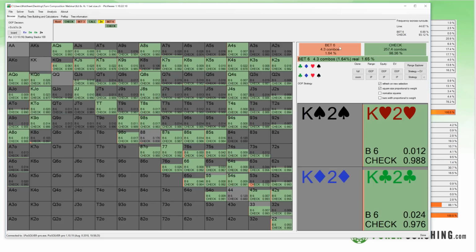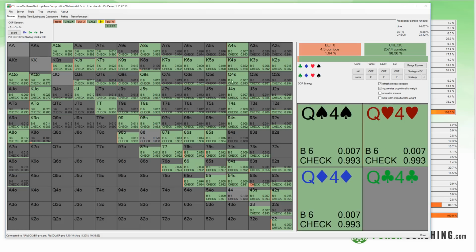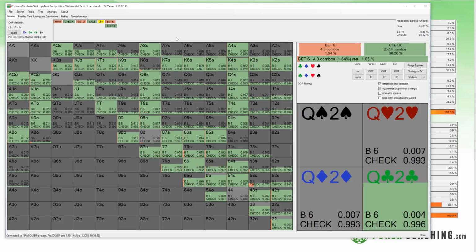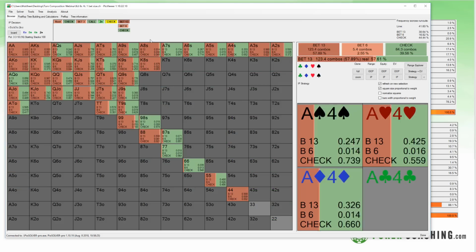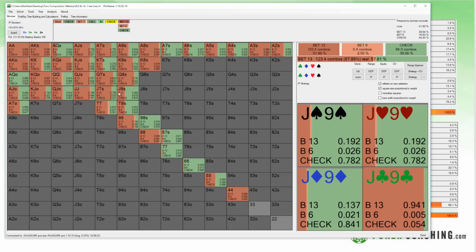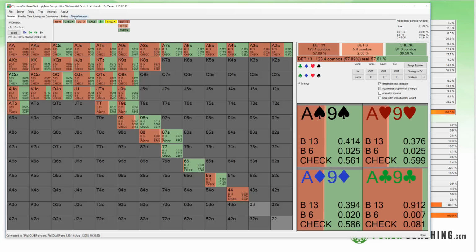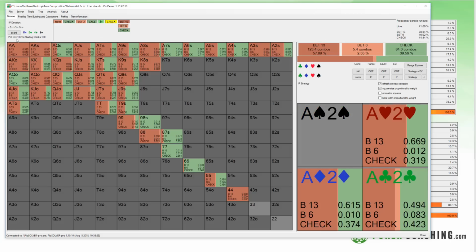He's always going to check because he doesn't have a nut advantage and the equities are still pretty close and he's out of position. Check, and then this is the key takeaway here. I didn't put an overbet into this simulation just because I didn't want to have 3 sizings, but we have a small size, which is 6. The pot is 16 big blinds.